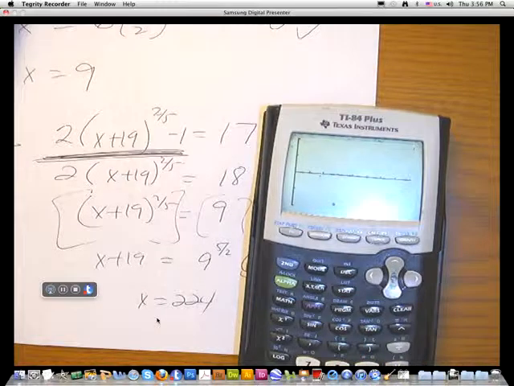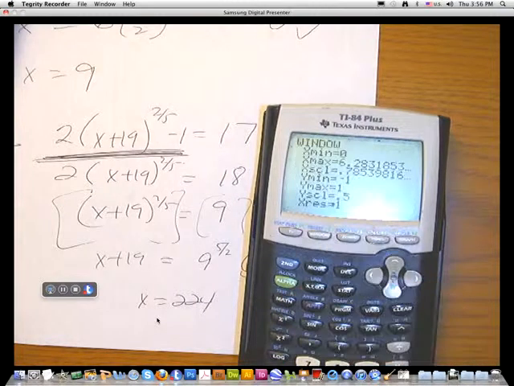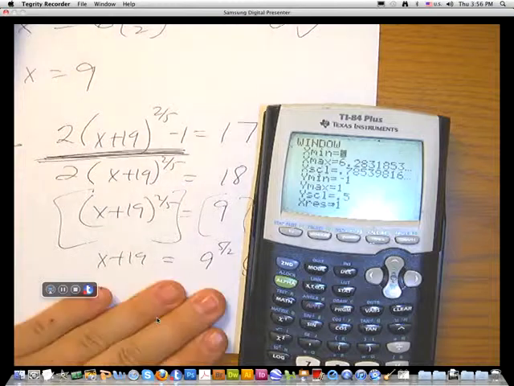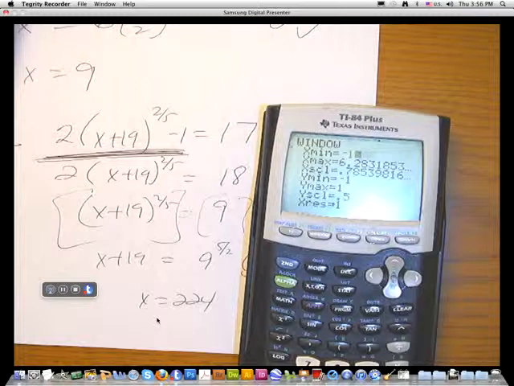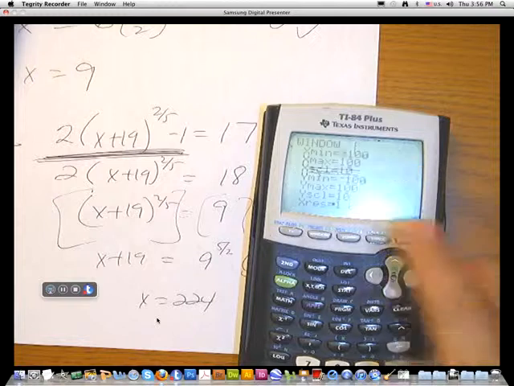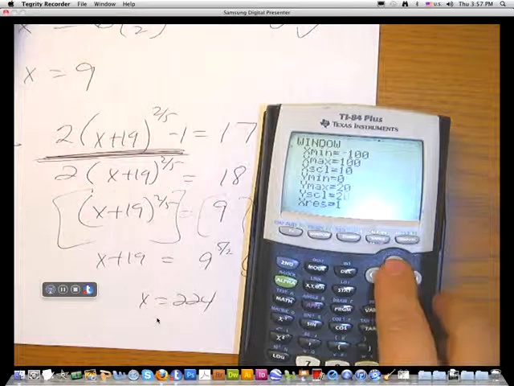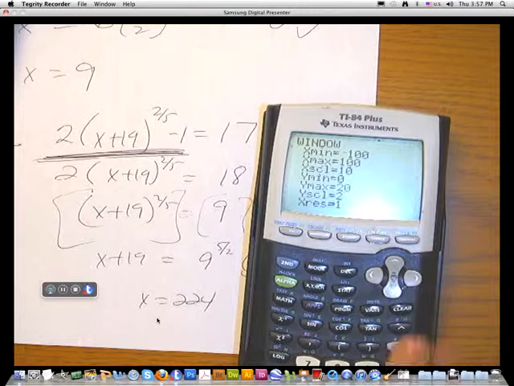If we don't see something, we're going to have to change our windows around. So I'm going to change my windows to, because if I haven't worked it out, I don't know my answers, negative 100 to positive 100 by tens. Okay, so I know I only need to go up to 17, so I'm going to change my Y window from 0 to 20 by 2s. I didn't need to go negatively, so I'm going to go 0 to 300 by 30s.